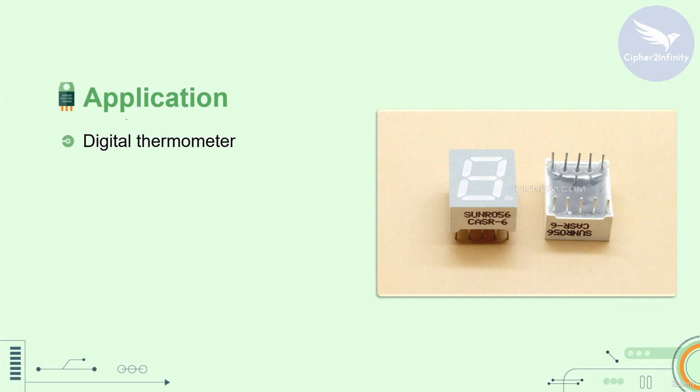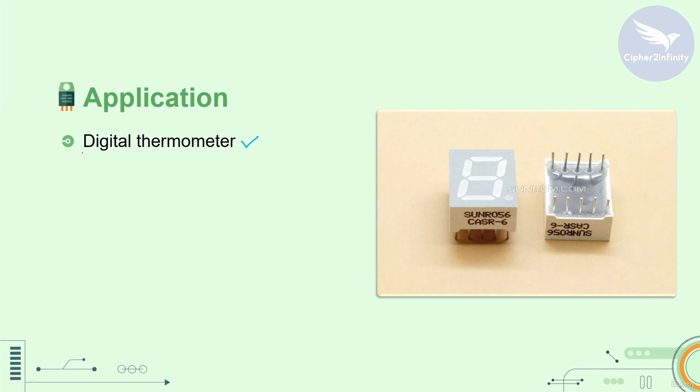So you can use the 7-segment LED display in the digital thermometer project. In that case, you will need 2 displays, but if you are measuring the temperature at 100 or more than 100 degrees Fahrenheit, then you will need 3 displays. But if you are measuring temperature in degree Celsius, then you will just need 2 displays. So digital thermometer is one of the applications in which you can use this 7-segment LED display.